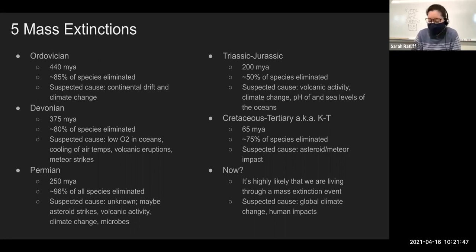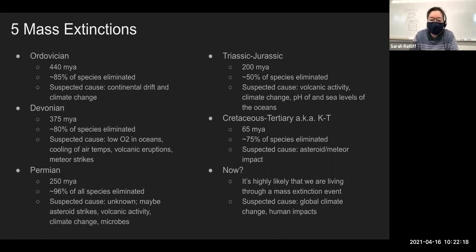My least favorite extinction event, the Cretaceous Tertiary, or the KT extinction. This is the one that kills all of our dinosaur friends. About 75% of our species, boom, gone. Suspected cause, perhaps an asteroid or meteor. This one is very, very well accepted because of all of the evidence. It's not 100% confirmed. Obviously, no one was there to observe it or document it, but it's pretty much believed that it was a giant space rock of some sort that we kind of talked about on Wednesday.